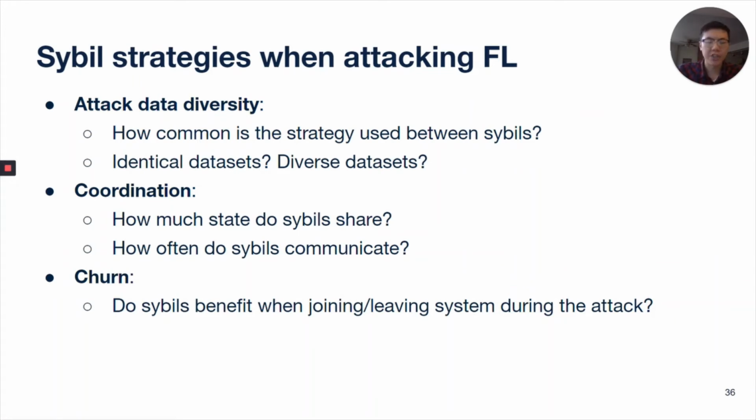This level of coordination and collusion in the training inflation attack has led us to more broadly consider sybil strategies when attacking federated learning. We categorize these strategies along 3 dimensions: the diversity of the attack data and strategies used between sybils. Are sybils performing the same action all the time? Are they doing diverse things amongst one another? The coordination of the sybils, how much state the sybils are allowed to share amongst each other and how often they communicate. And lastly, the churn. We envision a hypothetical defense that may be stateful, and if sybils have the ability to join and leave the system with ease, the effect of this state would be mitigated.